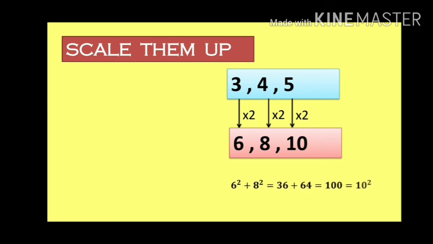Now 6 squared plus 8 squared, that is 36 plus 64, we get 100, and 100 is nothing but 10 squared. So this is also a triplet, because the sum of the squares is equal to the third square. So 6 squared plus 8 squared is equal to 10 squared. So it's forming c squared equals a squared plus b squared. That's a Pythagorean triplet. So this is called scaling them up. Just keep on multiplying all the members by any one natural number, and we'll get another triplet.